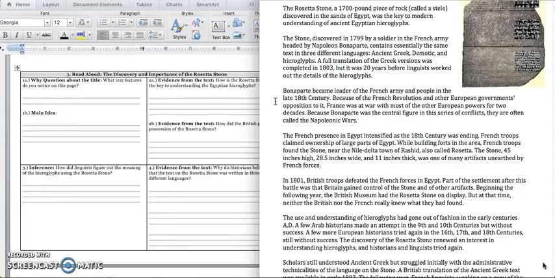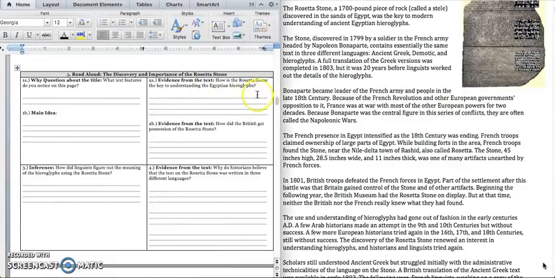Okay, we'll stop right there. We know that it was a key to their understanding because it was in three different languages. So if you knew one of the languages, you would be able to figure out which symbols matched which words in the language that you knew. So in box 2A, we would write, the Rosetta Stone contains the same text in three different languages: Ancient Greek, Demotic, and hieroglyphs. Press pause to write down your answer and play when you're ready to keep reading.